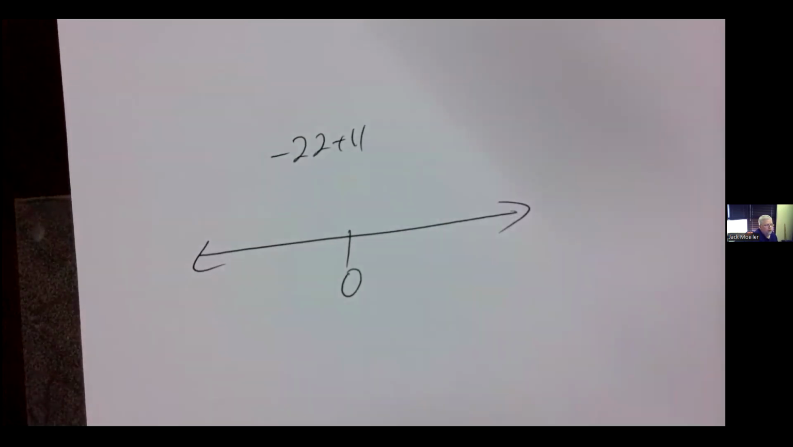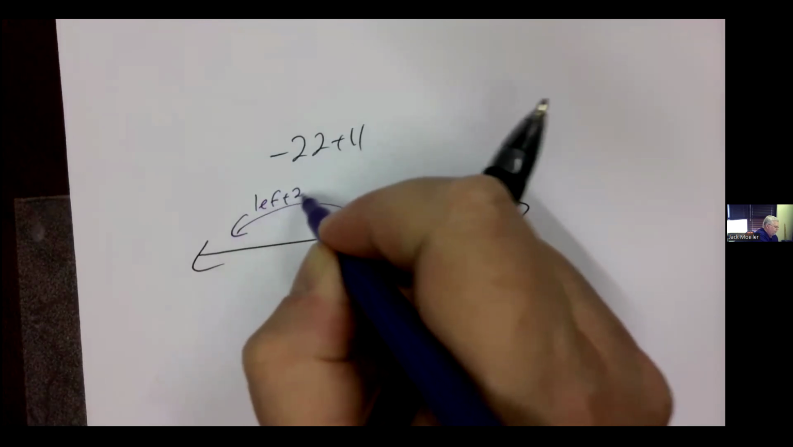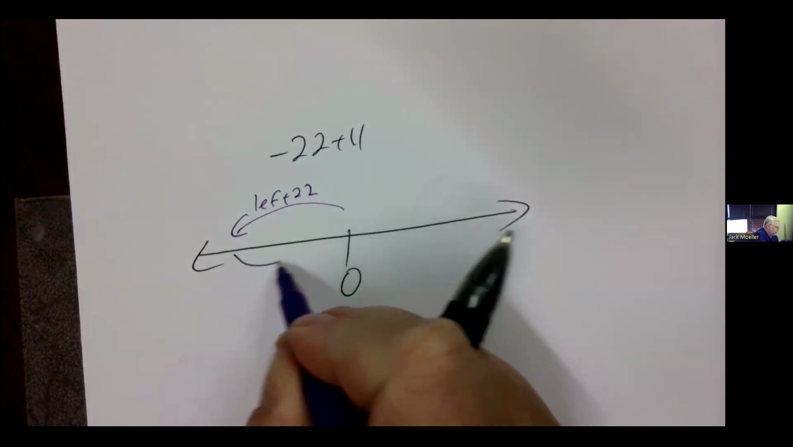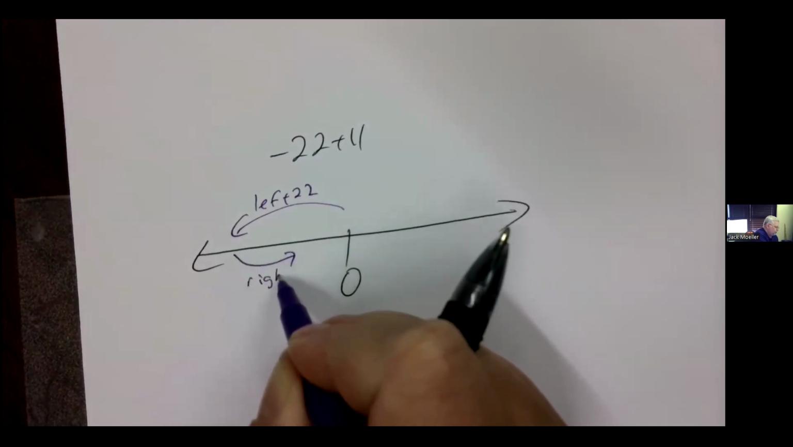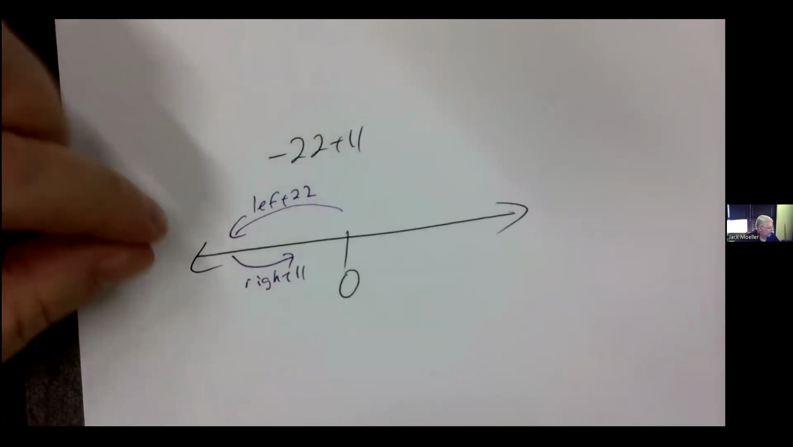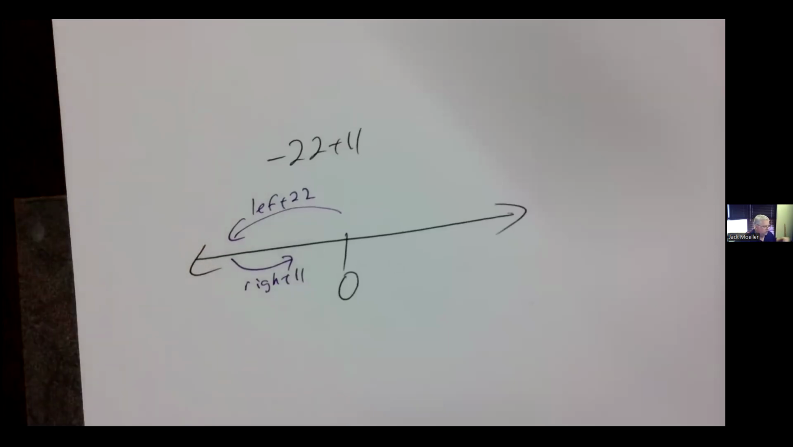All right, so the -22 says we're going to go left 22. And then we're going to add 11. And when you're adding, you're going to the right. We're going to go right 11. So when your signs are different like this, you're going in opposite directions on the number line. And when you're going in opposite directions on the number line, the numbers are like fighting against each other. Not necessarily a mathematical term there, but that's why you're subtracting.